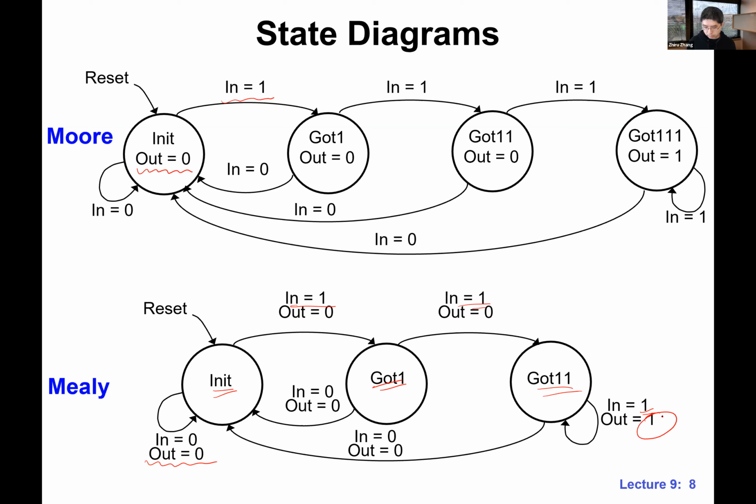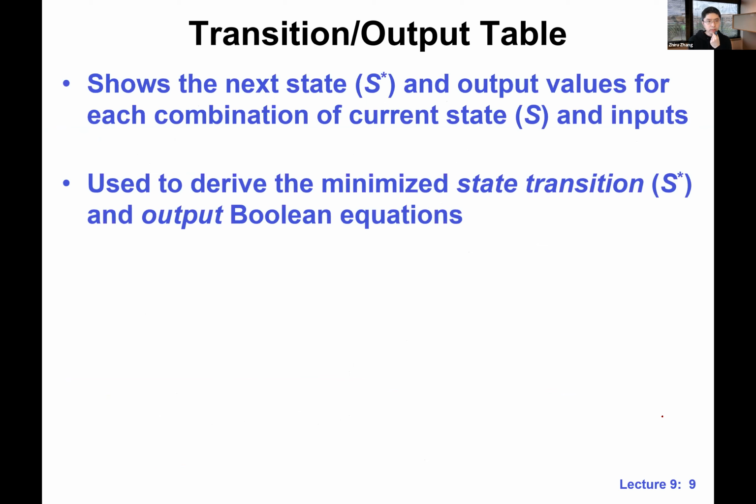So if we get 0, then we come back. Otherwise, we keep outputting 1. These are the state diagrams. So now let's look at how we actually create the circuits. Like I mentioned, we're going to be using S* to indicate next state, and we're going to be using S to indicate current state.